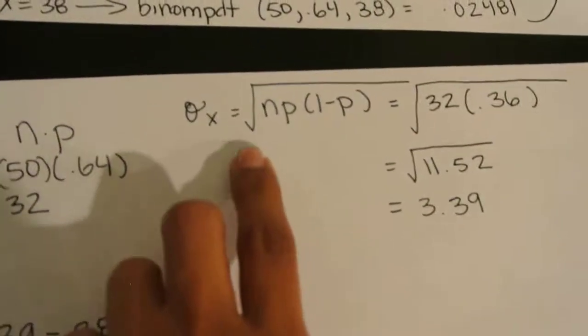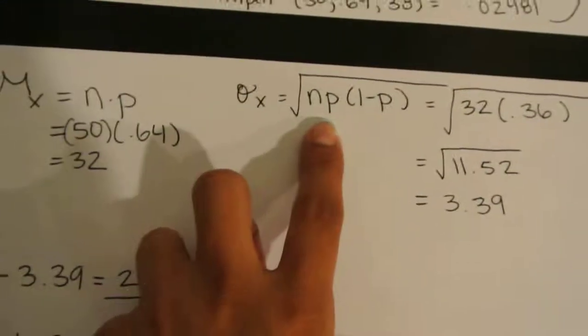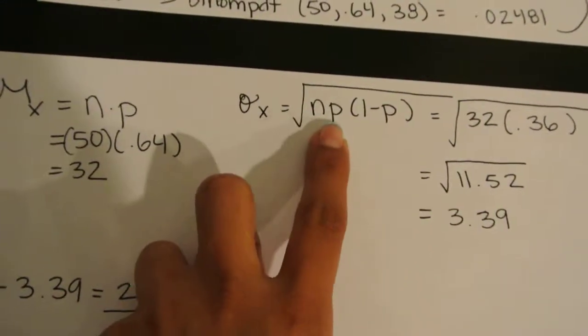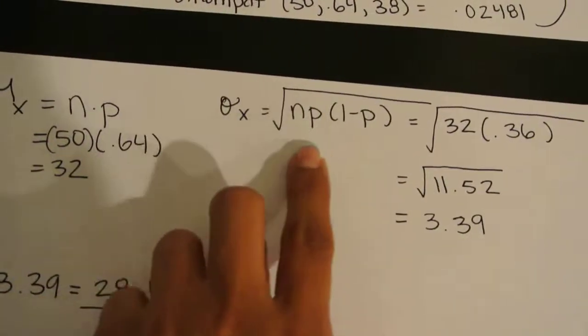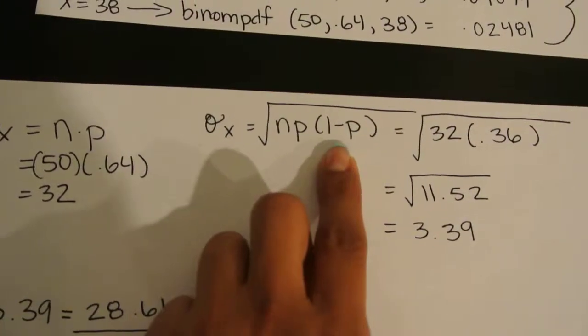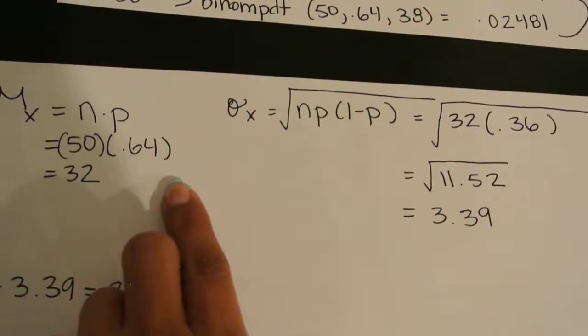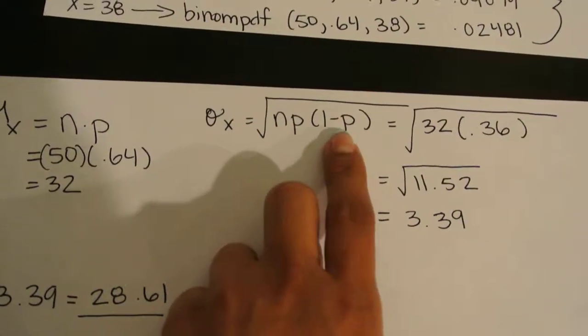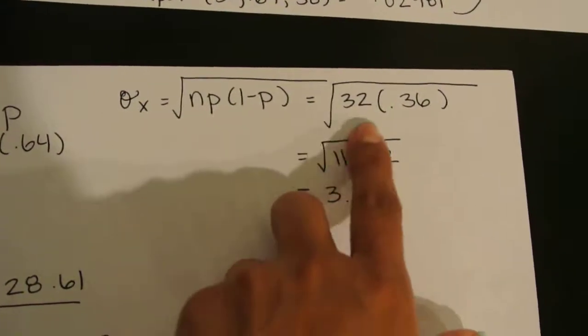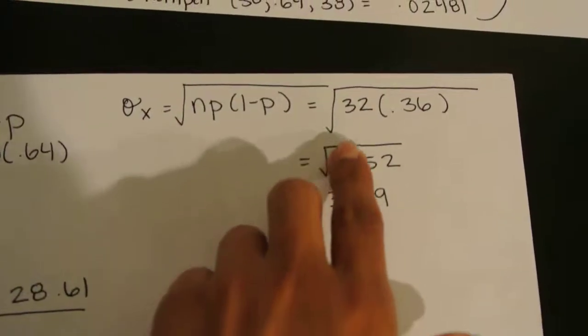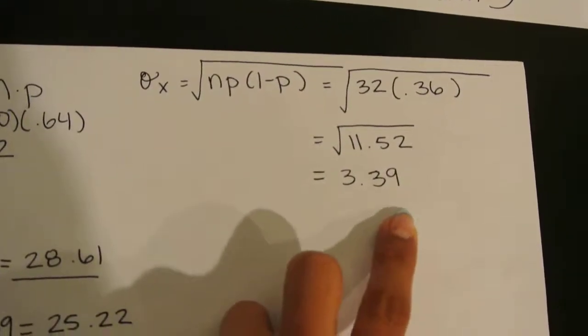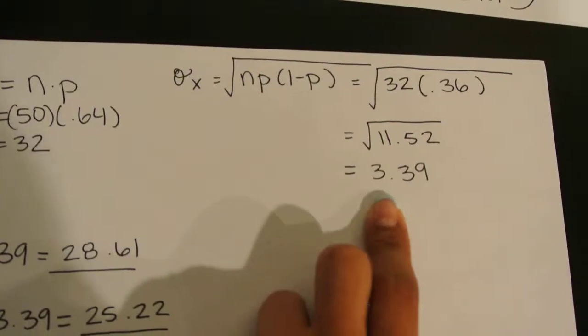And for your standard deviation, you type in your sample and your probability, which is the mean we already figured out, 32, and then you subtract your probability from 1, and then you work all of that out. Of course, you're going to square root it, and that is your standard deviation.